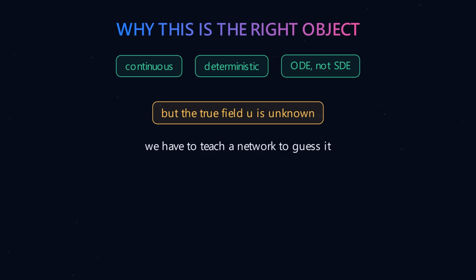The only problem left is the one every machine learning paper eventually has to solve. We don't actually know what this vector field is. Real image data lives in a space with millions of dimensions, and nobody can write down its true transport field by hand. We're going to have to teach a neural network to guess it.